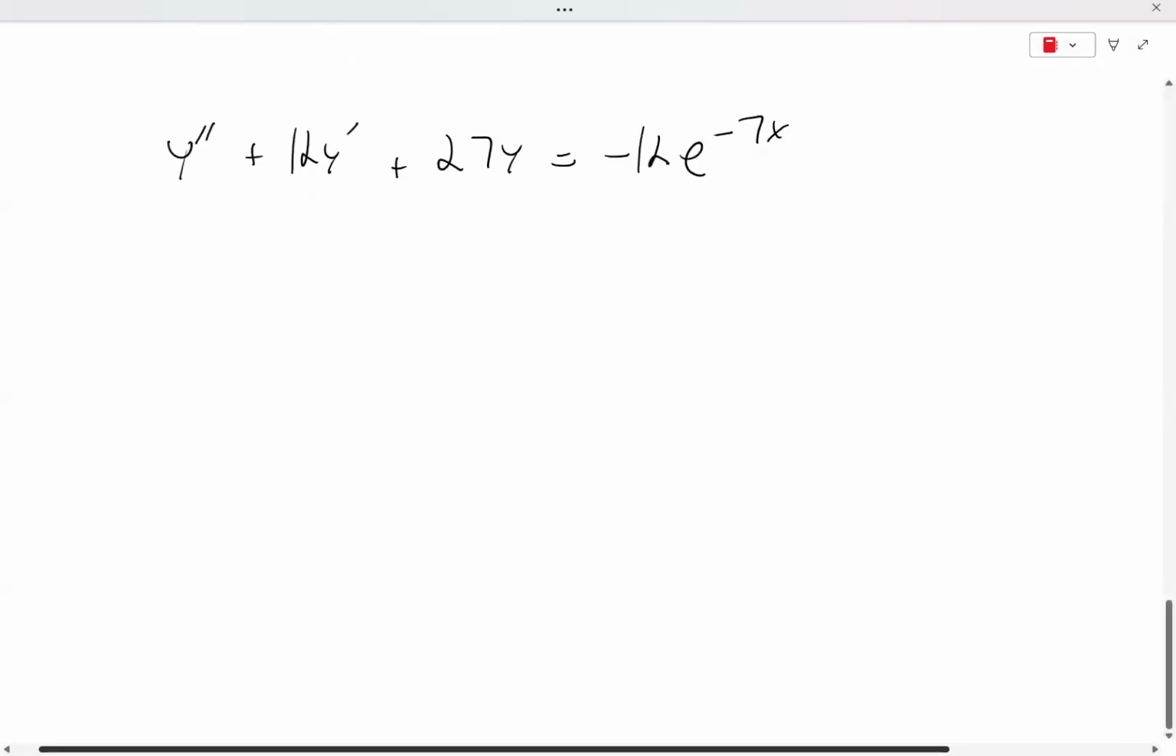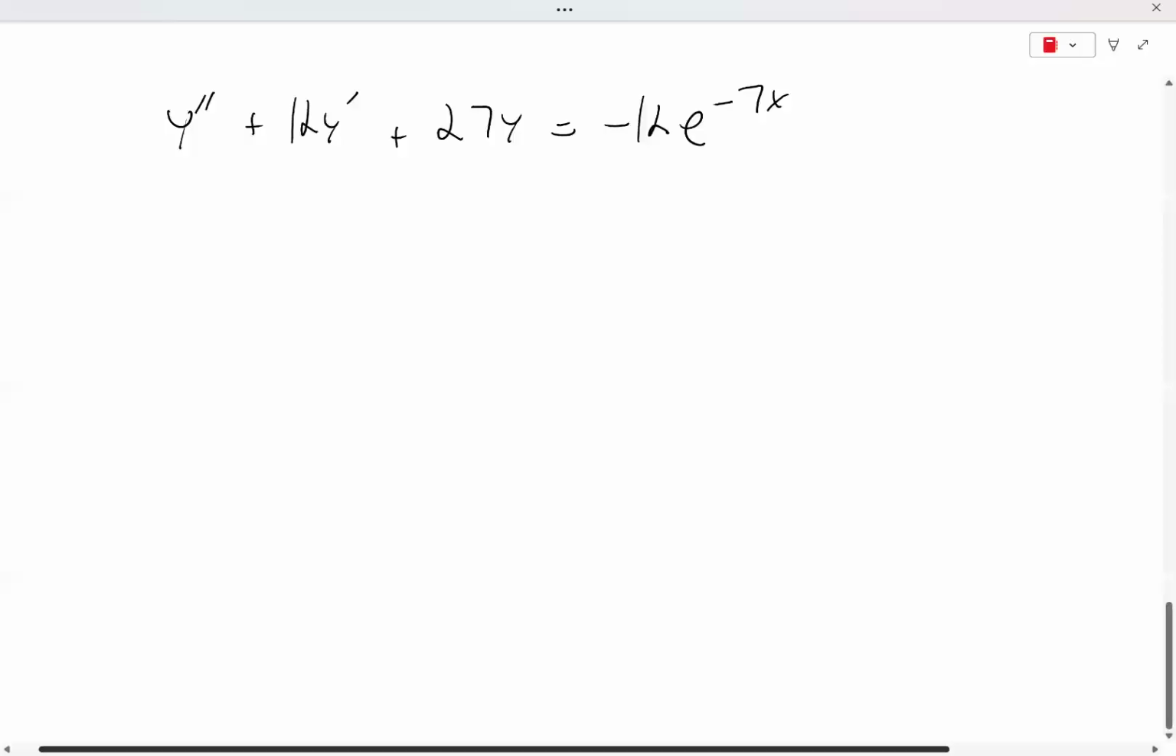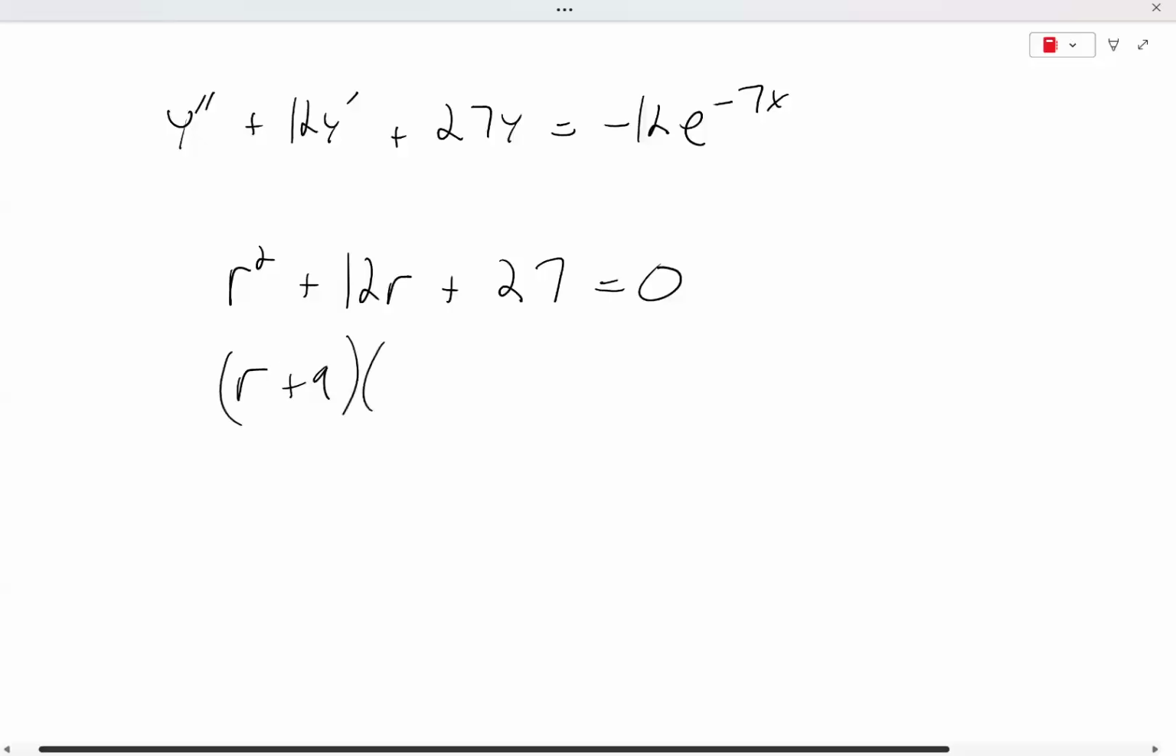We'll use variation of parameters here again for this one. Okay, so first thing here, we'll solve the homogeneous equation. That'd be r squared plus 12r plus 27 equals 0. Typically if I'm nice, it'll factor nicely, so you don't have to get into the quadratic formula too much. So that would be 3 and 9, right? So r plus 9, r plus 3. So r equals negative 9 or r equals negative 3.